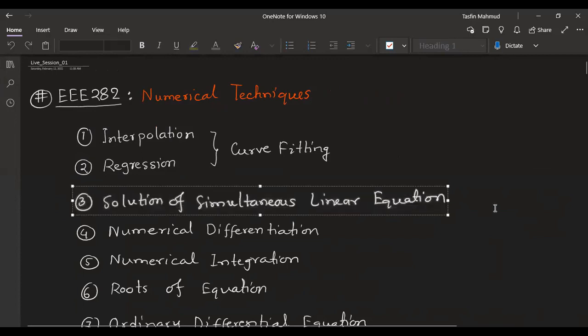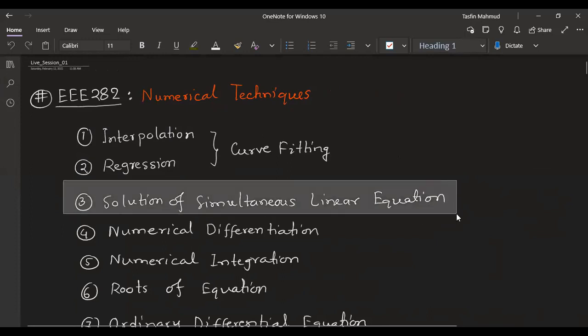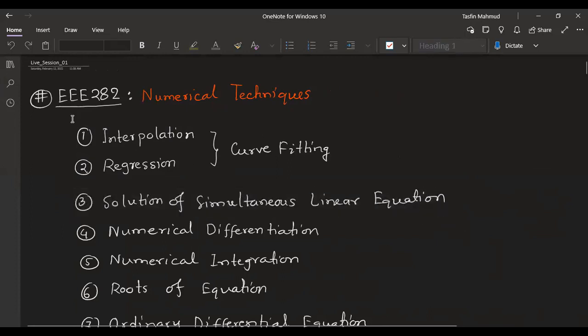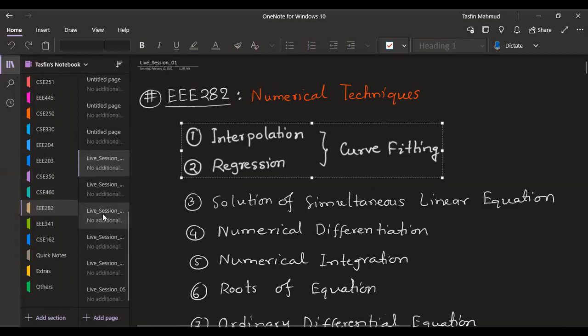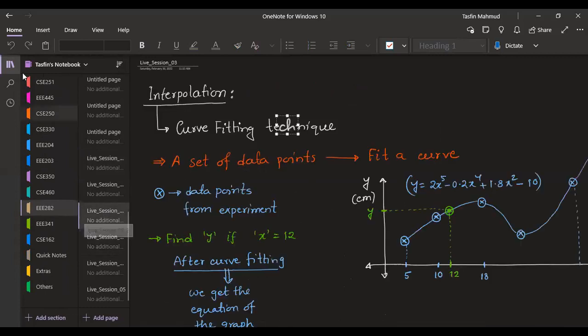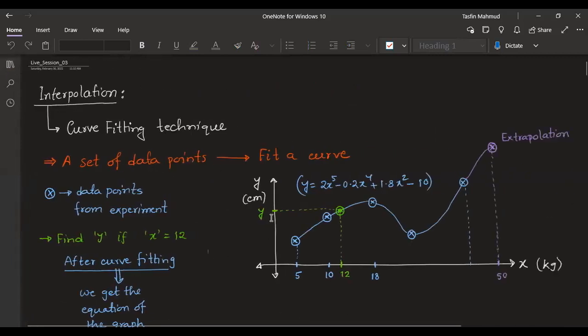So today we will discuss the solution of simultaneous linear equations. The previous two topics were related to curve fitting. We were given some data, if you can recall. Interpolation was this thing: we were given some specific data points from an experiment, and our task was to fit a curve through the points.